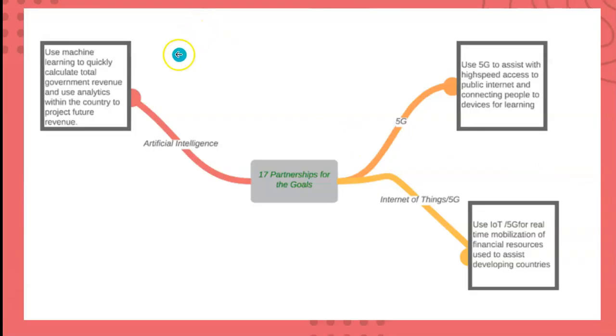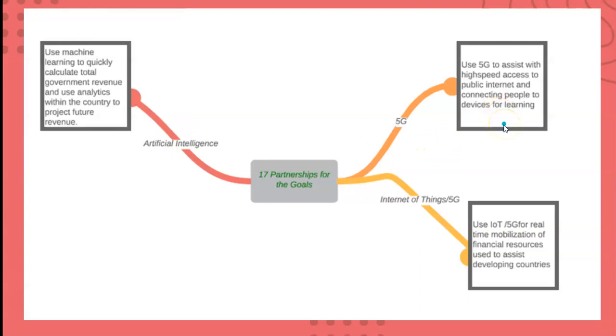So mind mapping some of these targets, we were talking about global information technology and the different resources like artificial intelligence, 5G, and Internet of Things, and looking at the 17 partnerships for the goals. I believe you could use artificial intelligence and machine learning to quickly calculate total government revenue and use analytics within the country to project future revenue that may assist with reaching those 0.7 and 0.15 to 0.20% goals to help with the underdeveloped countries.